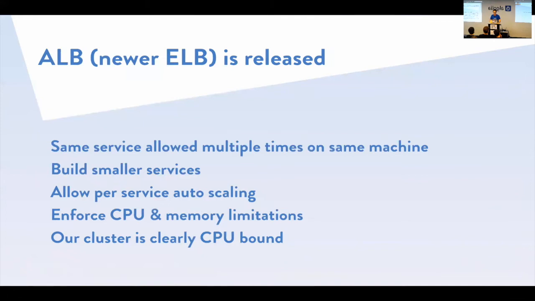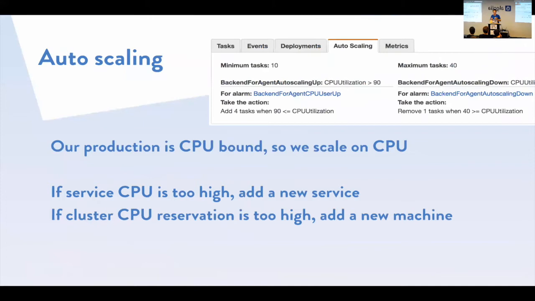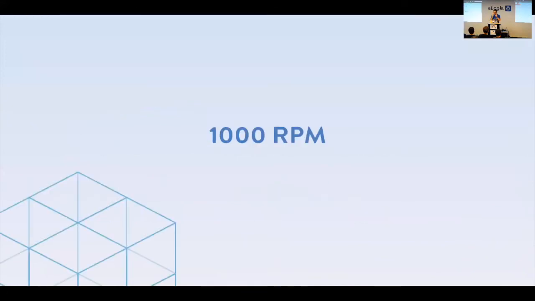And so we realized that our cluster was clearly CPU bound. So the auto scaling was performed on the CPU, right? If CPU usage is too high for a service, we boot more services. And in our whole Docker cluster, if the CPU reservation is too high, meaning there is demand for services that the CPU of the cluster cannot satisfy, we launch a new machine, right? So all of this is automated, and it was working really well. Then we went to 1K RPM, more customers.